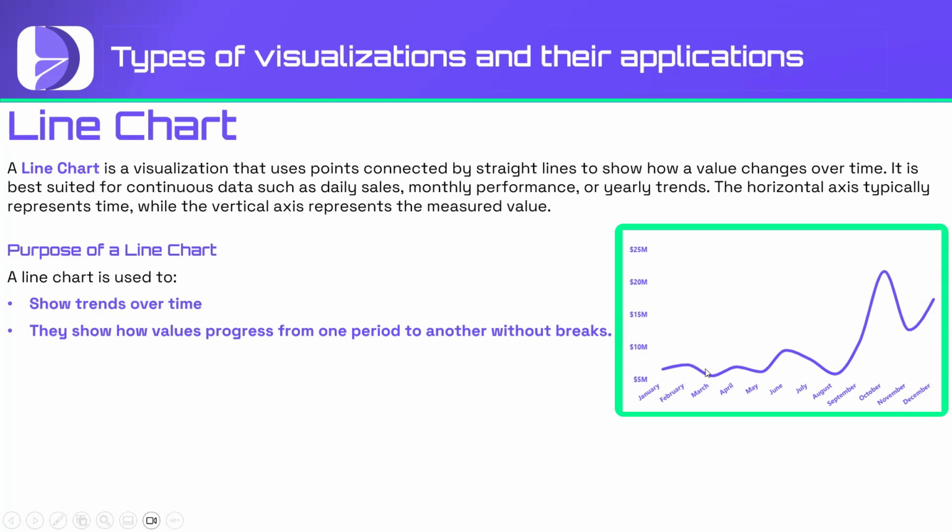It increased in February, came down in March, increased in April, came down in May, increased in June, came down in July, came down in August. There is a spike between September and October. Then October to November, it dropped. Then November to December, it increased also. So it shows how values progress from one period to the other without breaks.